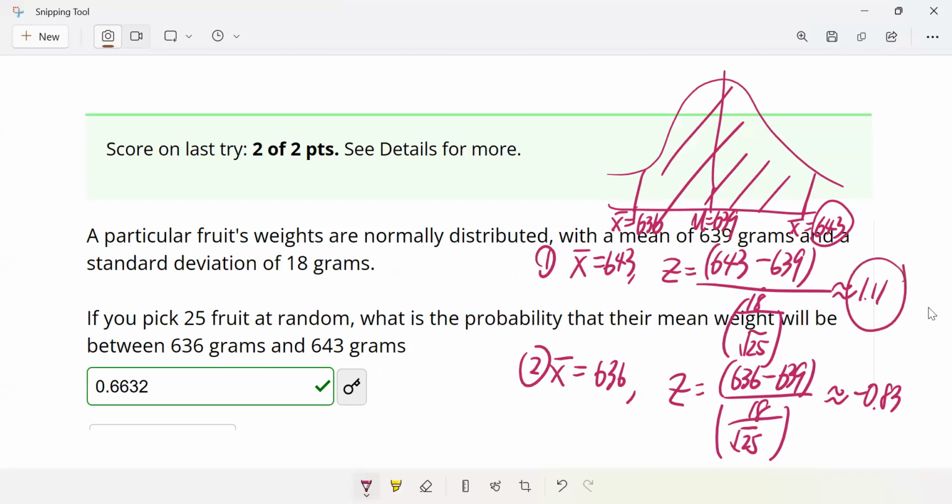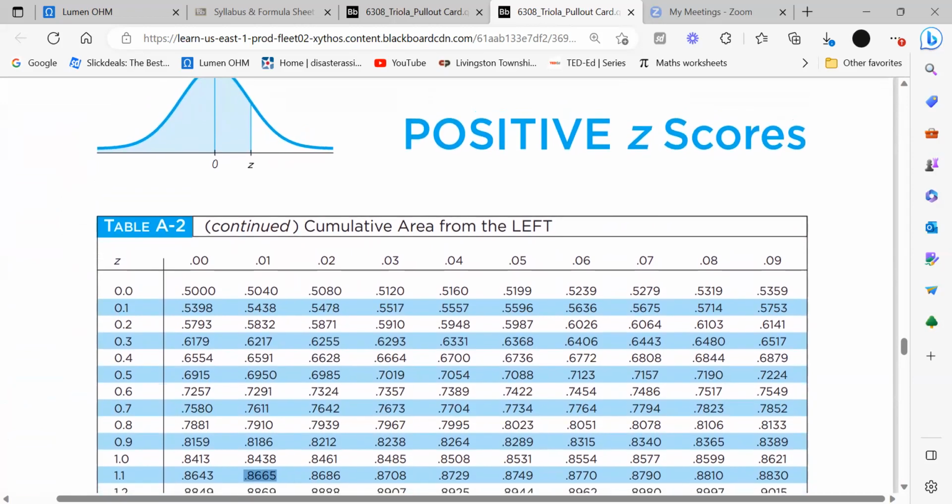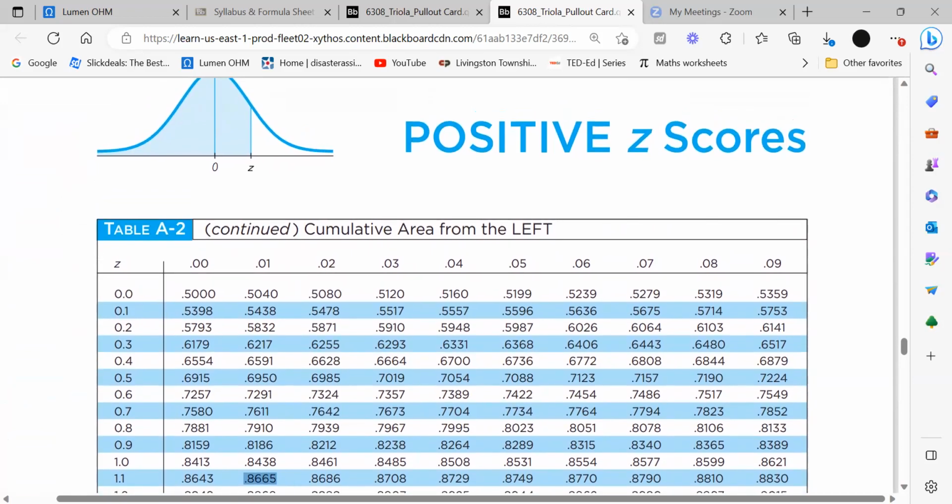Now you're going to look up the bigger z-score first from table A2. Let's go to table A2 really quickly. For 1.11, we go to the second page of the table, and we get 0.8665. Okay, so that's what I had a question about. How do we know for sure that it's 0.8665? There are so many numbers within 1.1.